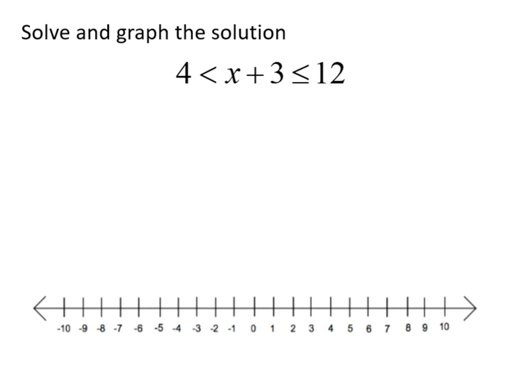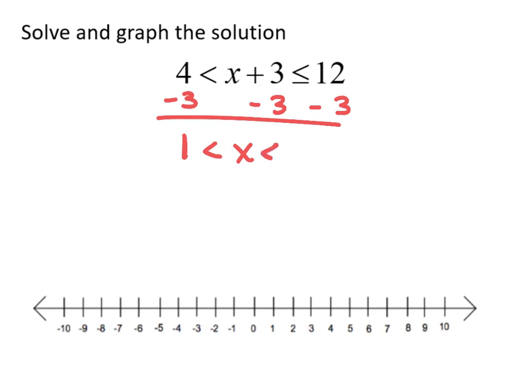In our last example, again, we want to get the x by itself, and whatever we do to one side, we do to all three parts. So to get rid of the plus 3, I would subtract 3 from each part. That'll give us 1 is less than x, and 12 minus 3 gives us 9. Now if I were to graph, I'd have an open circle at 1, an open circle at 9, and shade the area in between.